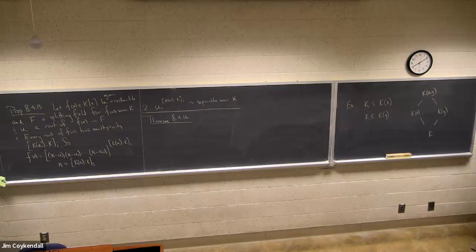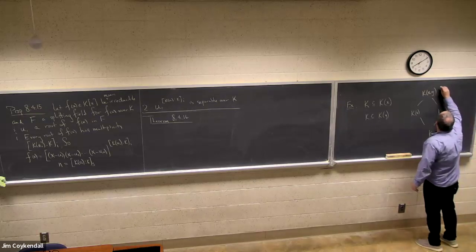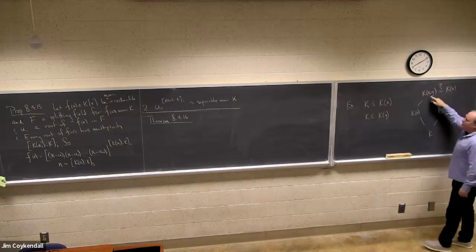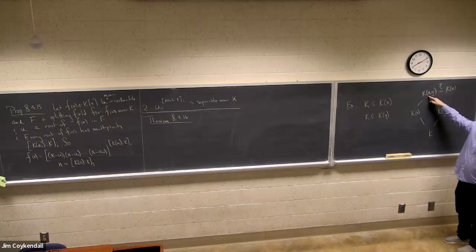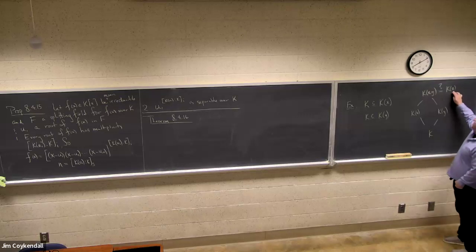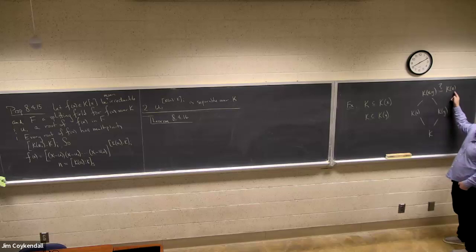Now ask yourself this. Can you find a single element that generates this field over K? And the answer is no in this particular situation, because you really don't have enough degrees of freedom here. Notice this is rational functions in two variables. So what Z would have to be, if for this to be an equality, Z would have to be a rational function in two variables.